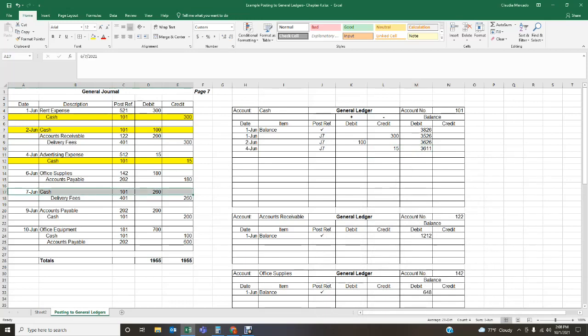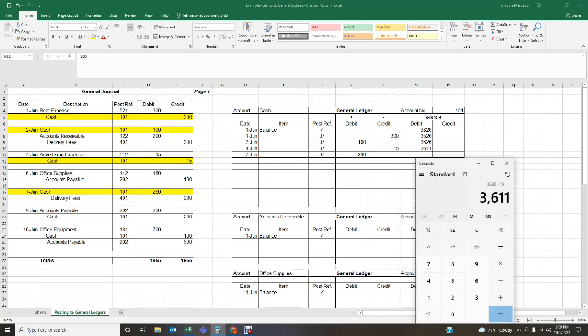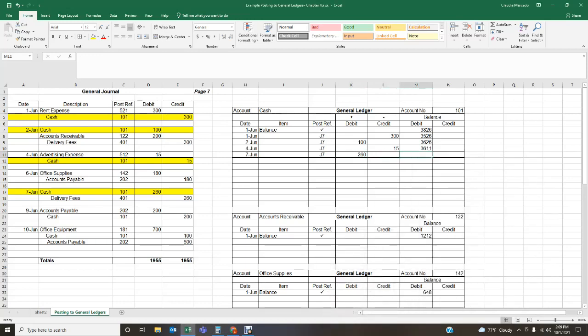Now on the 7th, I've got June the 7th, journal 7. And I've got a debit of $260. Make sure that you enter it on the correct column. It's a debit, so I'm going to enter it over here on the debit. Because it is a debit, I'm going to add. So I have my balance of $36.11 plus $260. That's going to give me $38.71. So all I'm doing is bringing in only the accounts that affected the account cash.